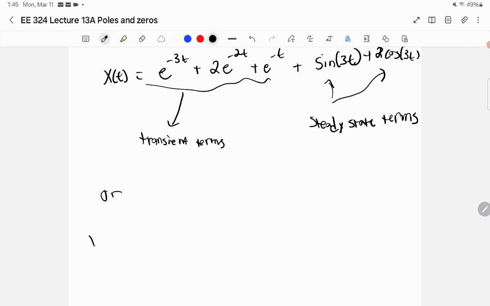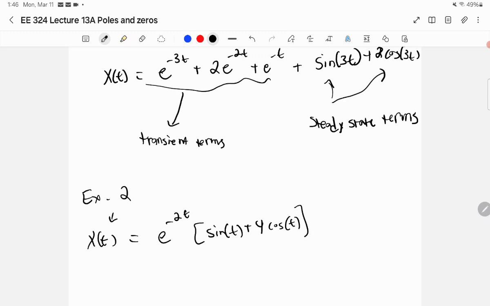Or how about another example? Say x of t is e to the minus 2t times sine of t plus 4 cosine of t, something like this. This is something we could solve with initial conditions. So we get something like this. Then this is all transient.